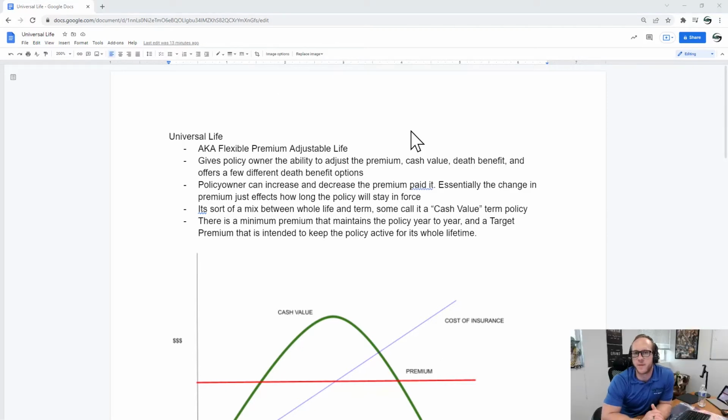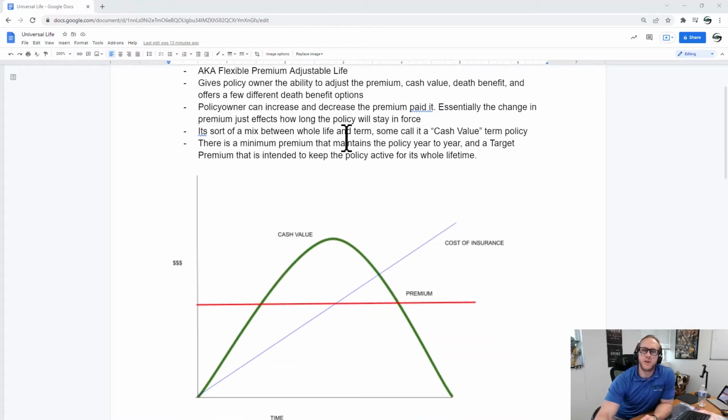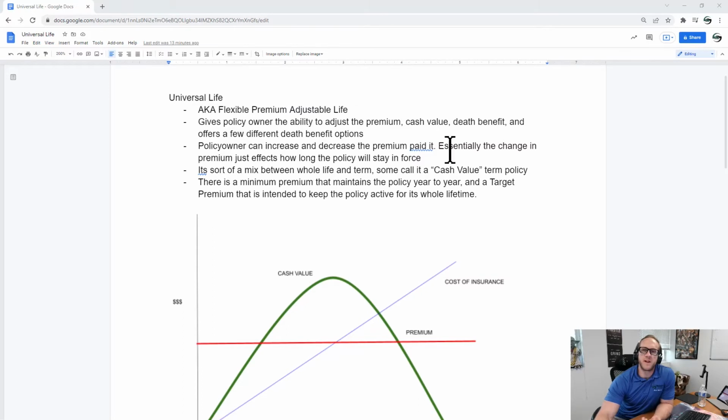Let's get into some universal life. Okay, universal life can be kind of confusing, so I'm going to go over what it is for your life insurance exam prep. Universal life is kind of like a flexible premium, adjustable life. People can adjust the premium, or the premium can be flexible throughout the life of the policy, bottom line.